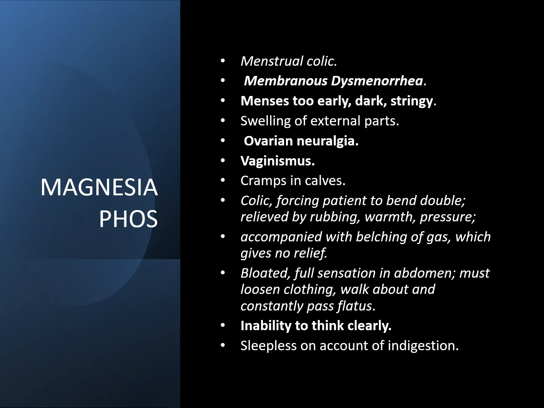In Colocynthis, the patient is better by pressure, abdominal pressure. Here, warmth is more important. So relieved by rubbing, warmth and pressure. With this, the patient is accompanied with belching of gas, which gives no relief. So one of the causes of pain in the abdomen is gas also. Bloated, full sensation in the abdomen, must loosen the clothing and walk about and constantly pass flatus. The patient has inability to think clearly and is sleepless on account of indigestion. So one of the best remedies for spasmodic or membranous dysmenorrhea associated with adenomyosis.